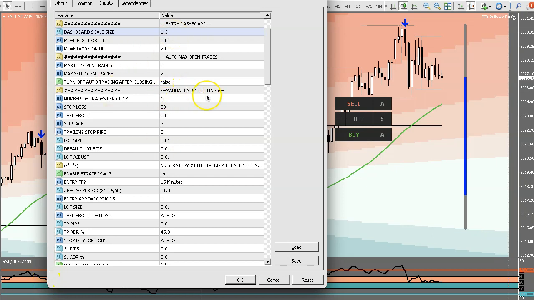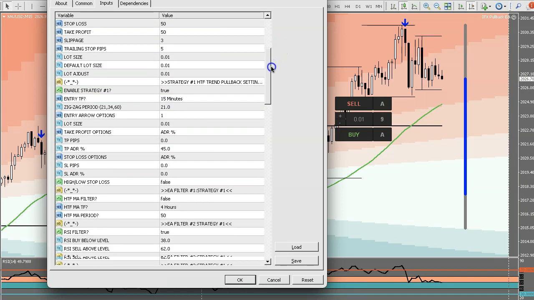Now we have the manual entry settings, where if you want to sell or buy, you can click on it whenever you want to. You can set up your own stop loss and take profit, and you can also have a trading stop, and you can change the lot size in here. So that's very nice. You can do that on your own if you want to trade manually.